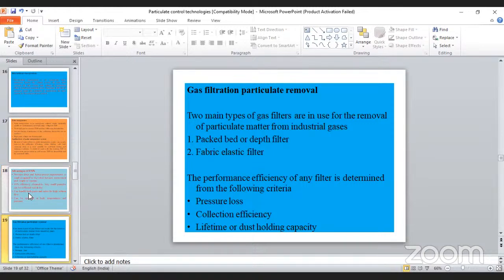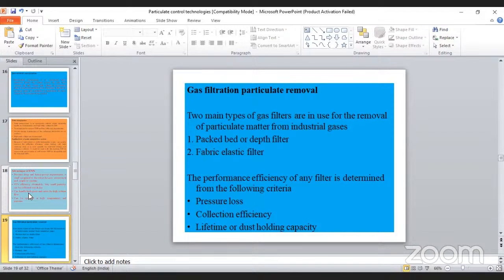Then gas filtration, particulate removal. Nowadays we have spoken about equipment which can be used in large scale industries like the cement industry, thermal power plants, and sintering type industries. Sintering means all ore related manufacturing industries. Those industries make a huge amount of dust and particulate. There it has to be used.